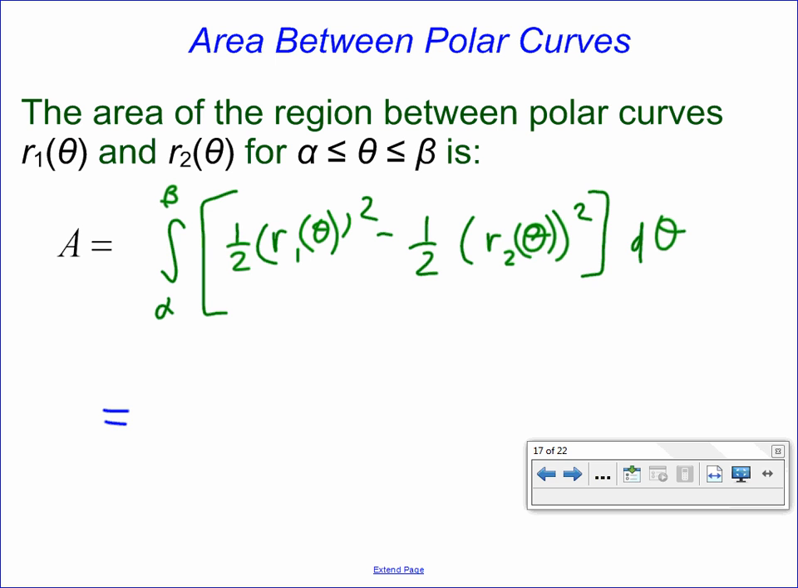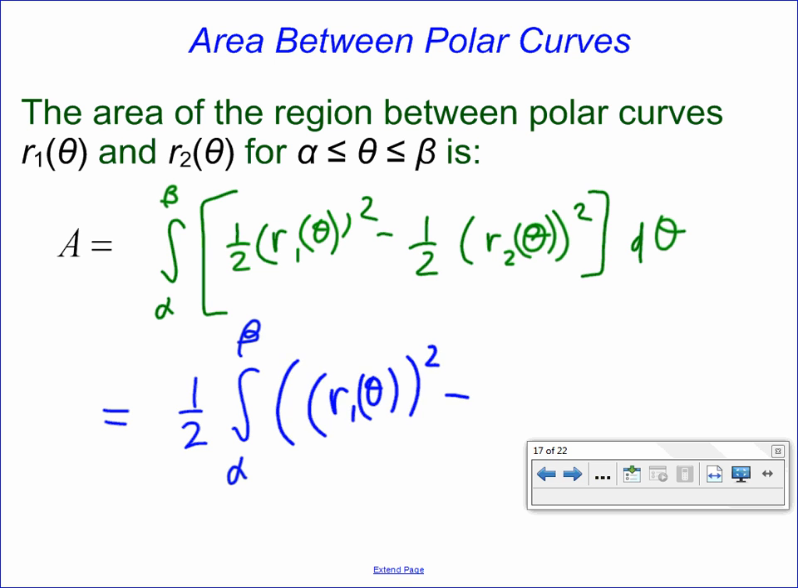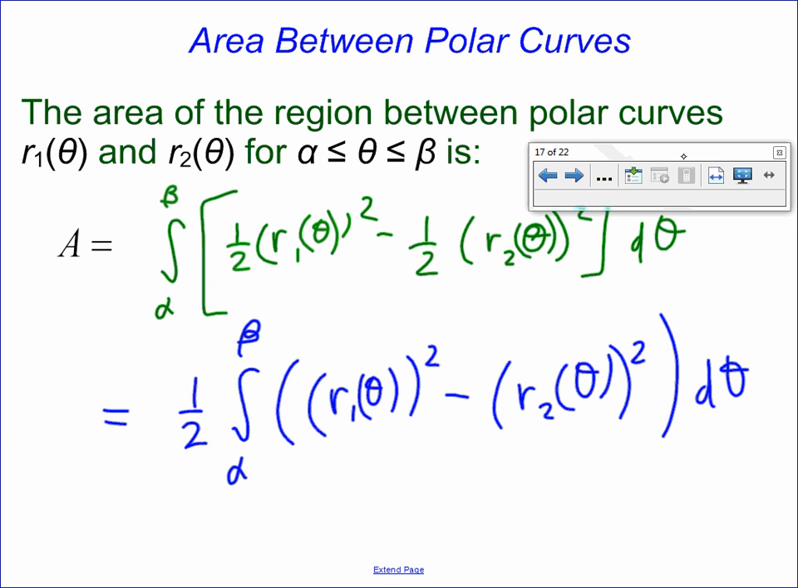We'll typically see this as our 1/2 integral from alpha to beta, and we will have our r sub 1 theta squared minus r sub 2 of theta squared. Typically we'll see that 1/2 as a multiplier in front, and then we'll have quantity r sub 1 theta squared minus r sub 2 of theta squared.